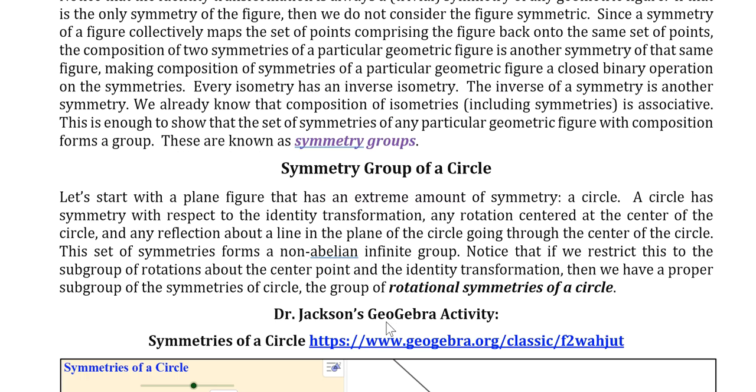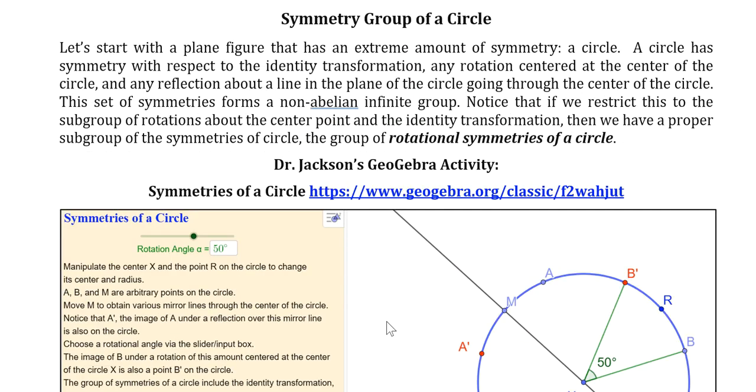So let's start with maybe one of the most obvious examples, the symmetry group of a circle. A circle is a plane figure that has an extreme amount of symmetry. A circle is symmetric with respect to the identity transformation, of course, as any figure is, and also it's symmetric about any rotation centered at the center of the circle by any angle amount. So that's infinitely many rotational symmetries right there.